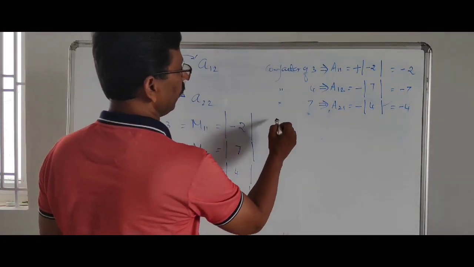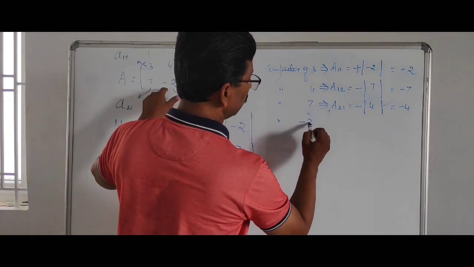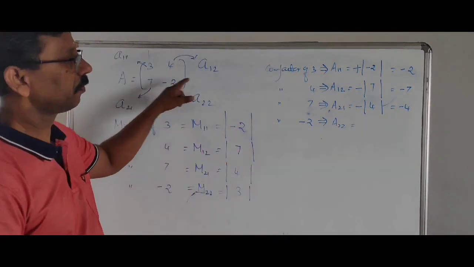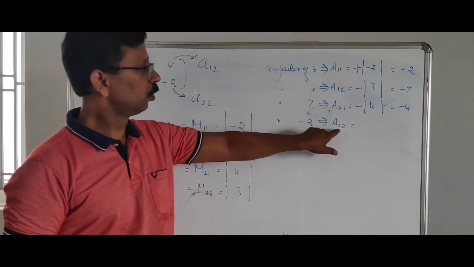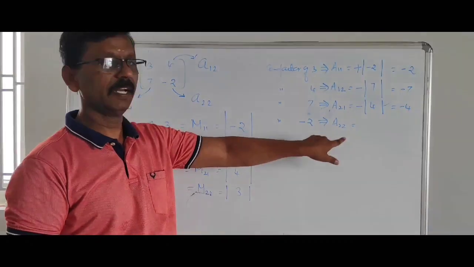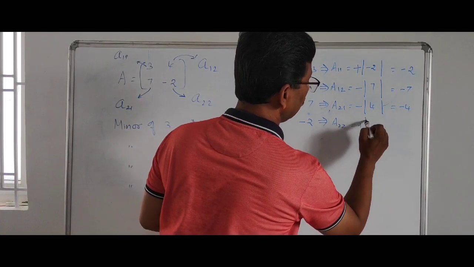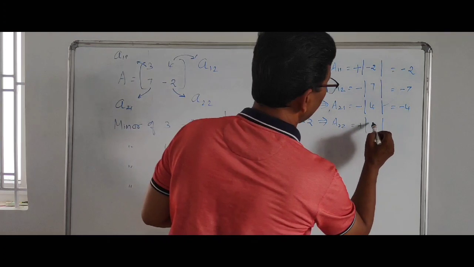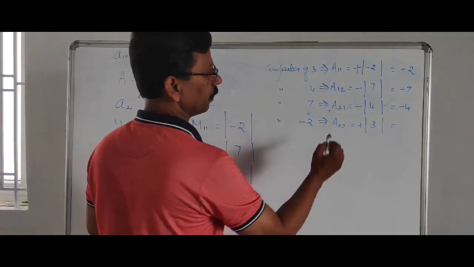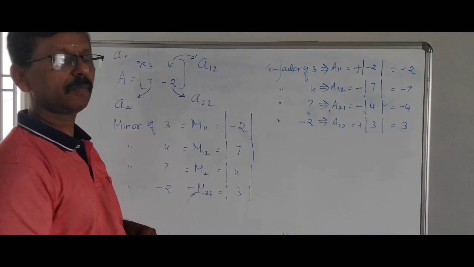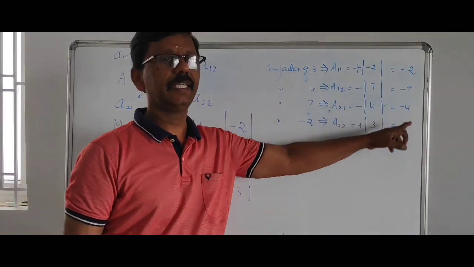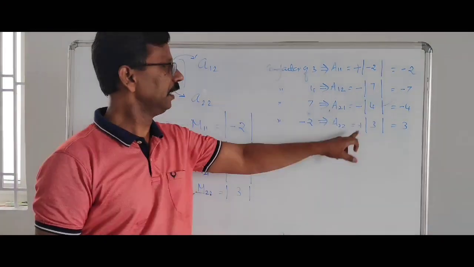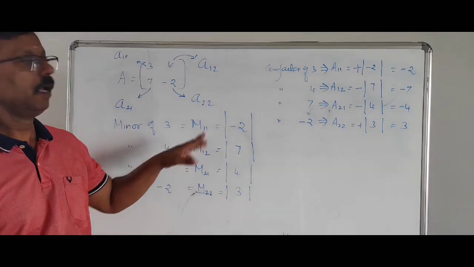Then after that, we can find the cofactor of the element minus 2, which is denoted by A22. 2 plus 2 equal to 4 is an even number, hence we assign a plus sign. Then we find the corresponding minor by deleting the second row, second column, and we get 3. So it is equal to 3. Likewise we can find the other cofactors. What I have done is assign the signs for these minors according to their position.